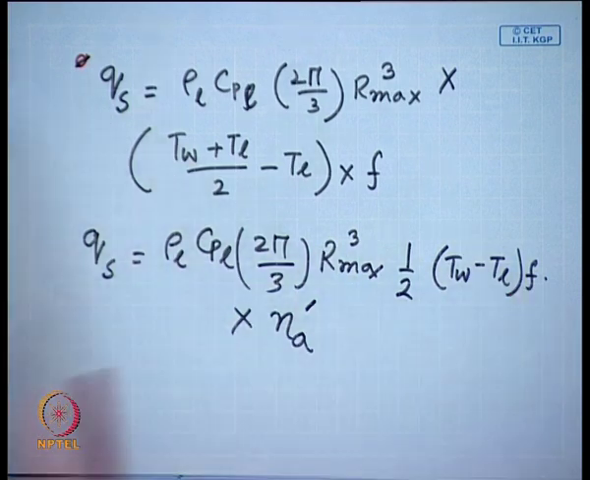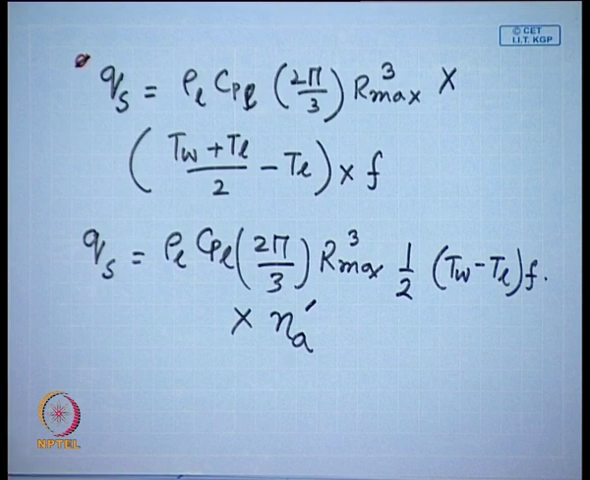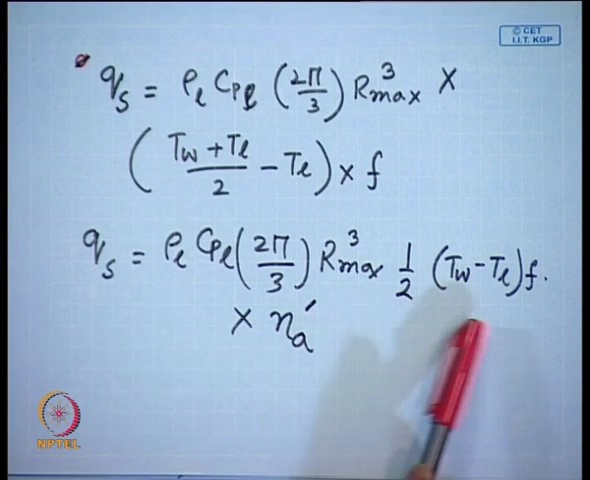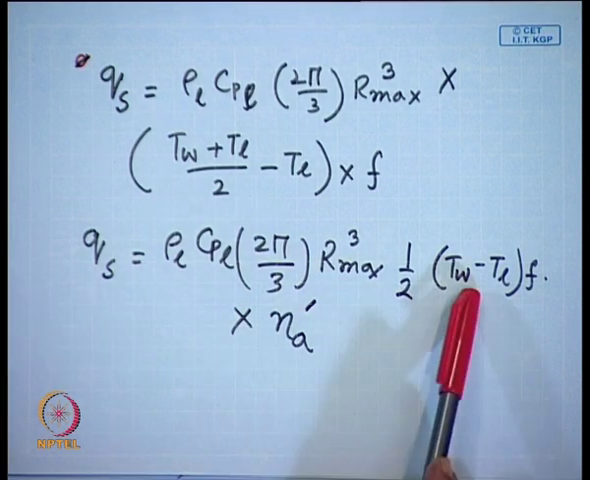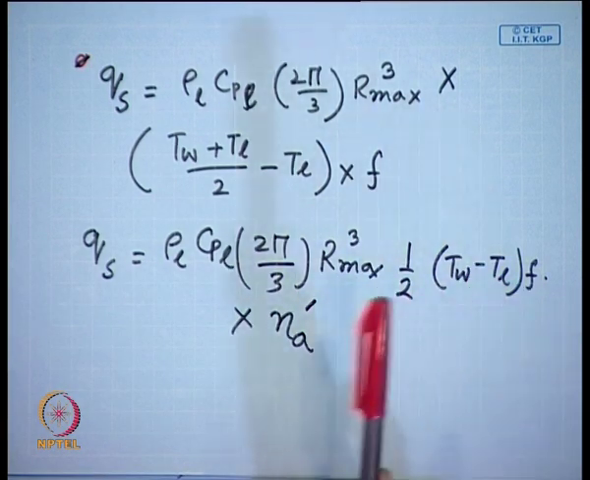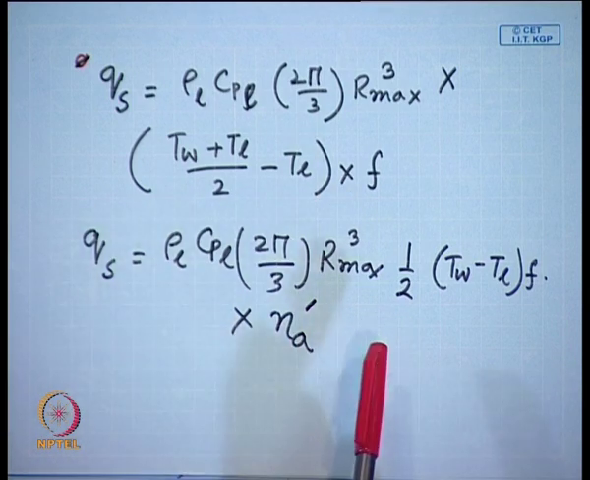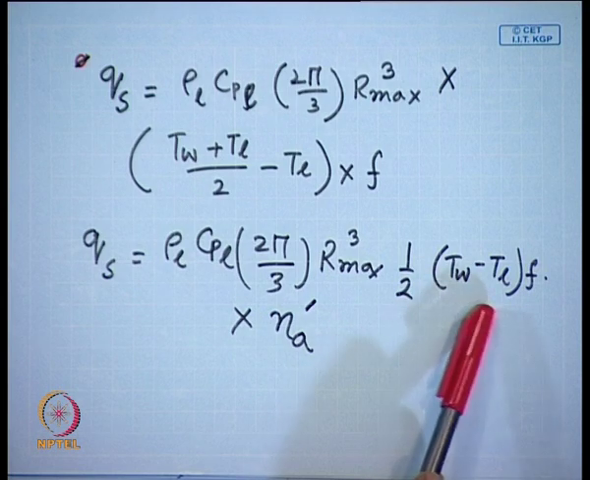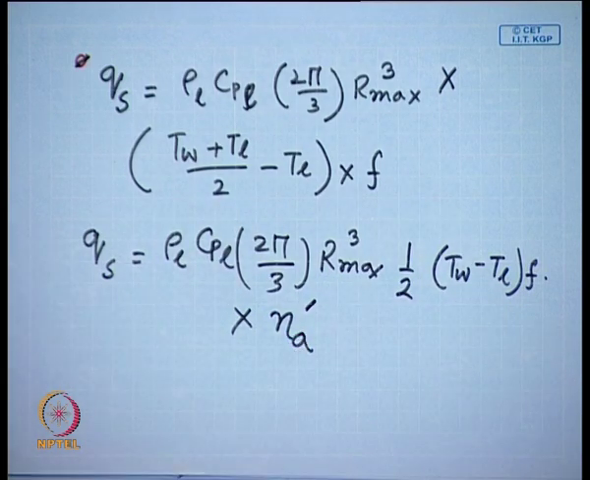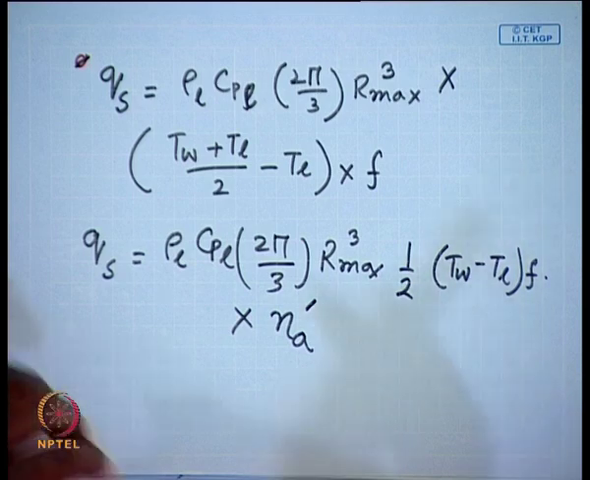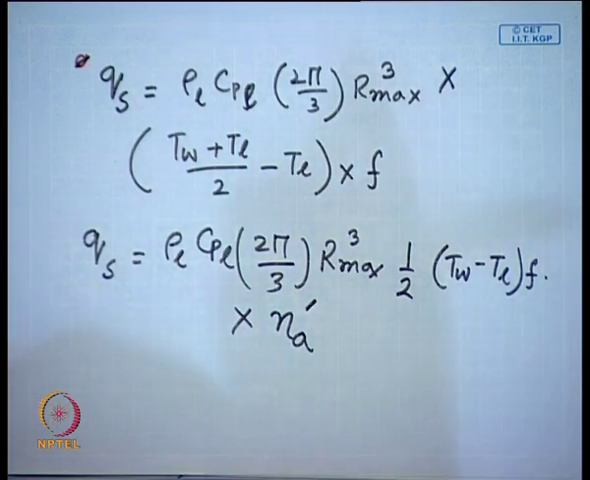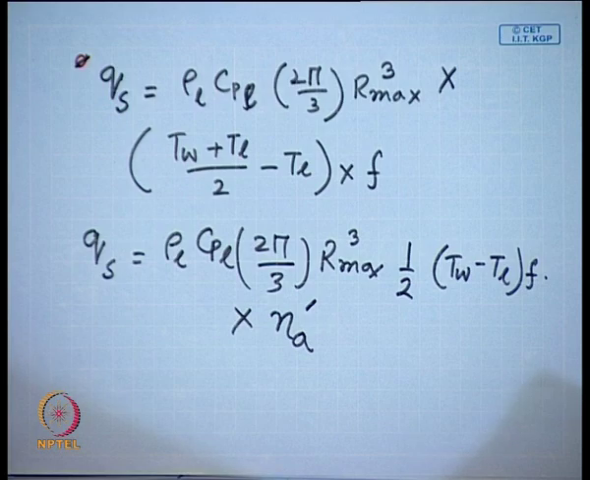Also, it has been found that the bubble release frequency changes with the temperature difference. So something is increasing, other factors are decreasing, and they compensate each other. That is why we do not get a direct increase of Qs as T W minus T L increases. So this is one of the reasons. Another thing, as I have already mentioned, is also important.